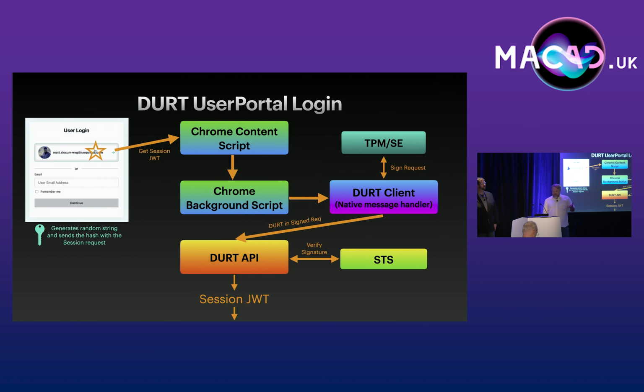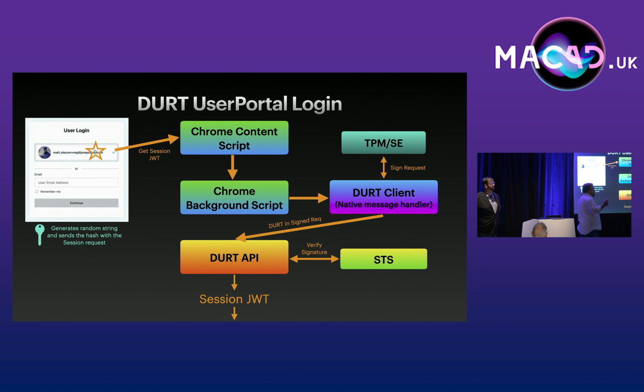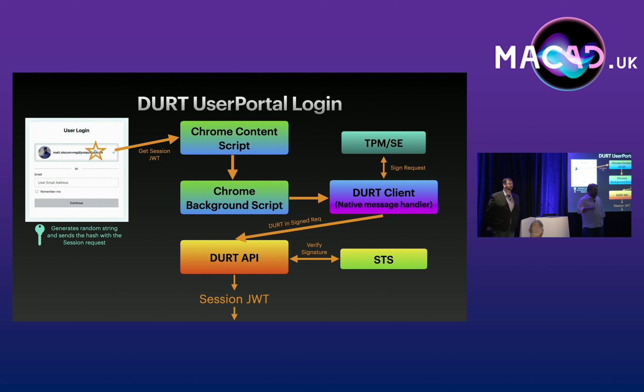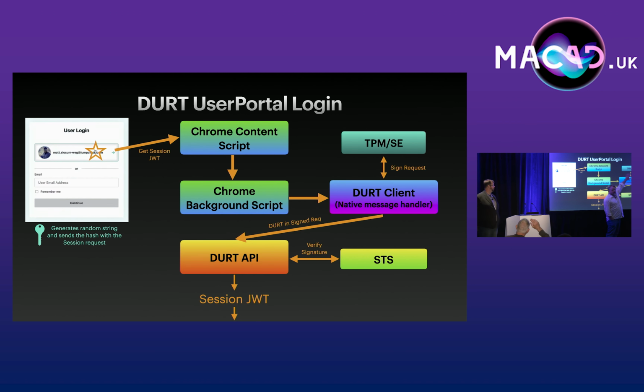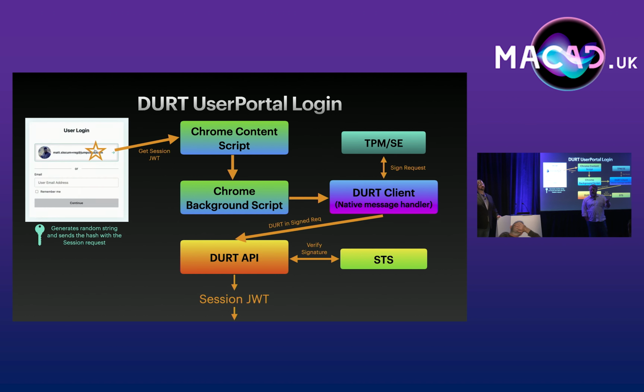What we're going to be working on in the not too distant future is a continuous conditional access aspect to this. Since we control access through the Dirt client to the TPM or the secure enclave, we're going to be able to validate right here whether you have the right version of the operating system, whether you've got FileVault enabled, whether you've got whatever other policies that you want to put into this. At which time we can either decide to allow or deny that authentication.